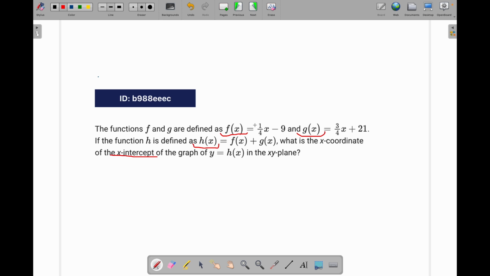We know what f of x is because it gives us the equation. We know g of x, and h of x is equal to f of x plus g of x. And now we're looking for the x-intercept. That's all you need to know. Don't get bogged down with the words. So let's do this. Let's add f of x and g of x.